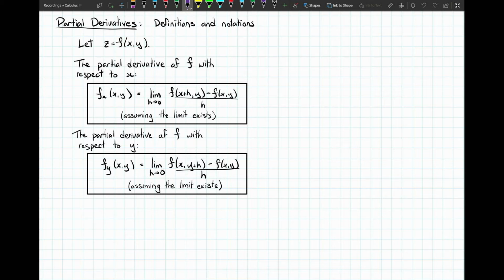Similarly, the partial derivative of f with respect to y is the limit of f(x, y+h) minus f(x, y), all over h as h goes to 0, again, assuming that limit exists. It is possible that a function is not differentiable, but if both of these limits exist, then we say that the function f is fully differentiable.